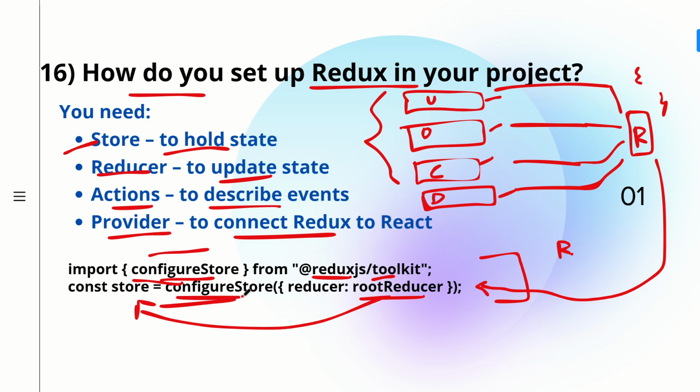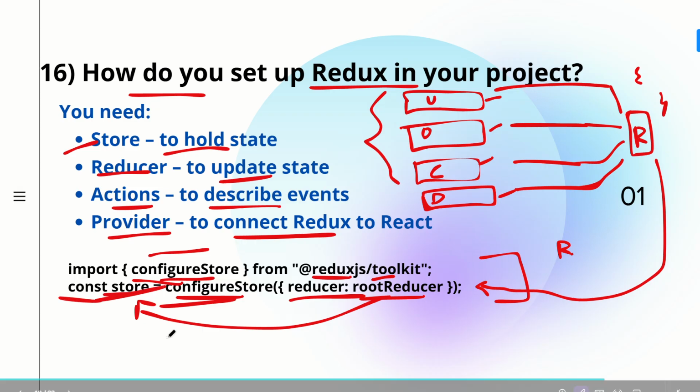And now once you have made use of configure store and your root reducer, that is where you do all the updation of these states, right? So once you have all the data, you are storing it in store, and then next time whenever any component wants to use it, it can subscribe to the store. So this is how you set up your Redux store for your project.